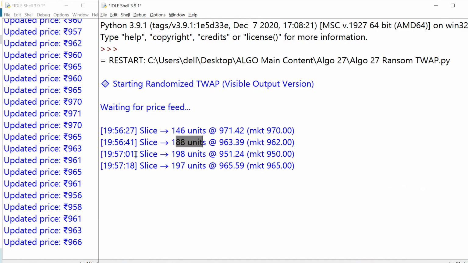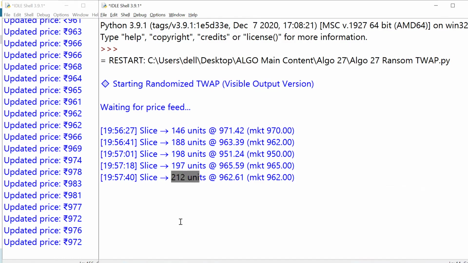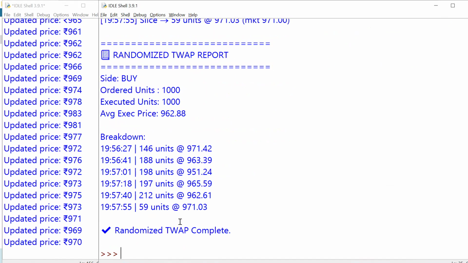So it's been executed now. You can see, the waiting period might differ every time. Okay, we got again a 22-second delay here. It was only 17 seconds. Here we have a 22-second delay. The executed quantity is again different. So it would be very difficult for other people to detect it. So the randomized run is finished. We got all the 1000 units executed at an average price of 962.